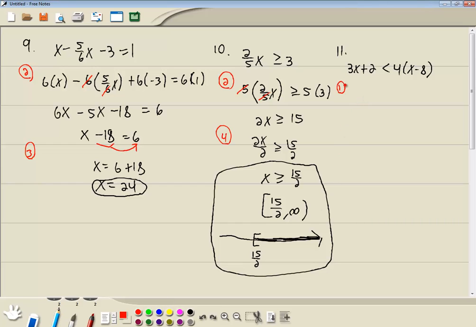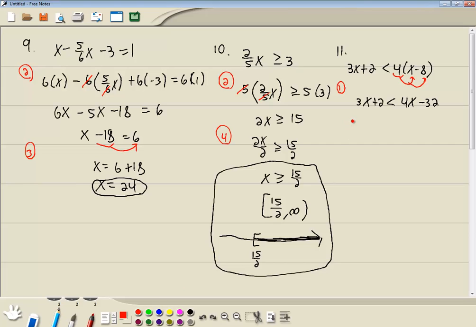Well, I do have parentheses on this one. Distributive property. I'm going to take the 4, multiply times the x, and multiply times the negative 8. So we got 3x plus 2 is less than 4 times x is 4x. 4 times negative 8 is negative 32.